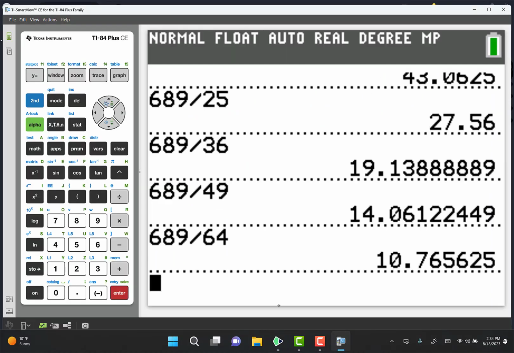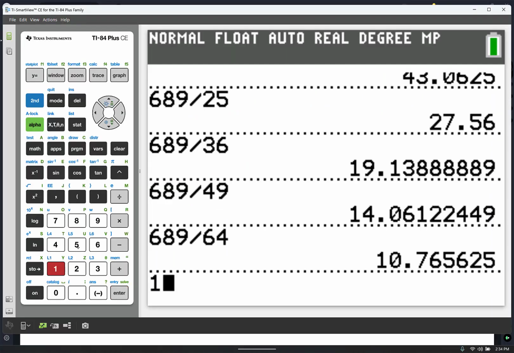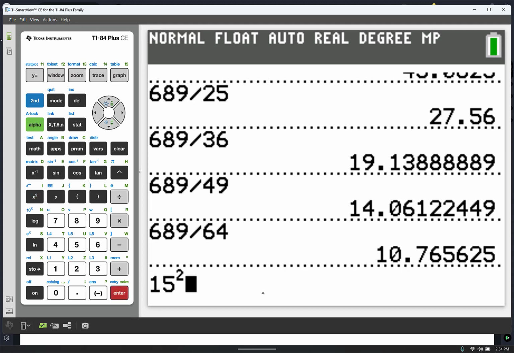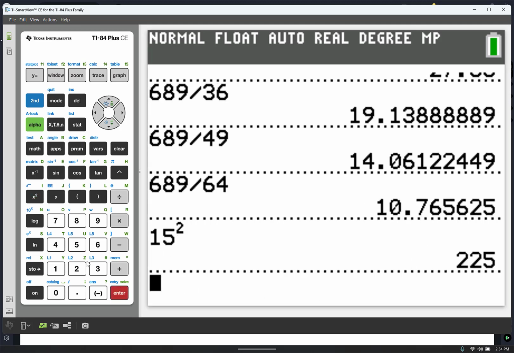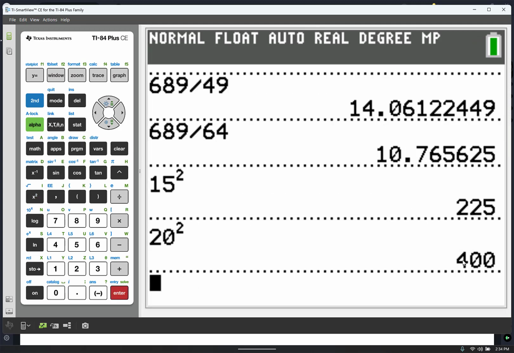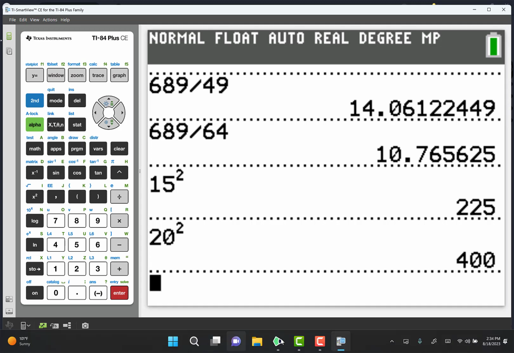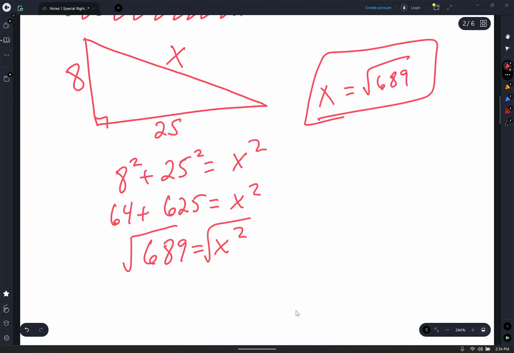When should you stop? You should probably stop by the time you get to like 15 squared is already 225. Let's see, what was it? 20 squared was 400. See, so just stop by the time you get to like half of 689. 689 divided by 400. Nothing's gonna go in. All right, leave it alone.